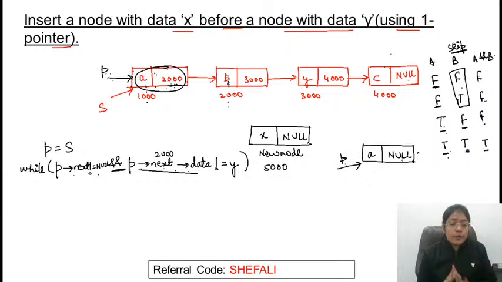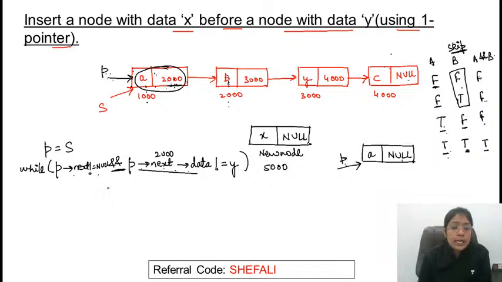Is this clear to everyone? Right? So that's why first of all we need to check if P of next is not equal to null. Some valid memory address is available in the next part, only then you can check for the data part.